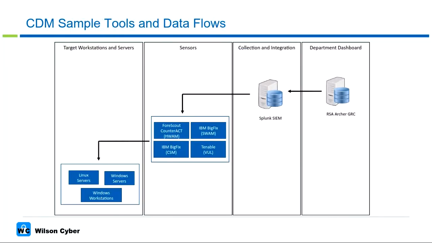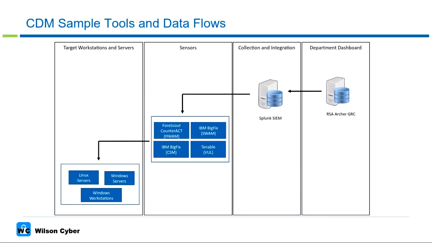Now here's the diagram that shows the tools and the data flows from level A, B, C, and D. It starts with the target workstations and services: Linux servers, Windows servers, Windows workstations. These are the devices or the assets. Then we have the tools and the sensors, which is essentially layer A.